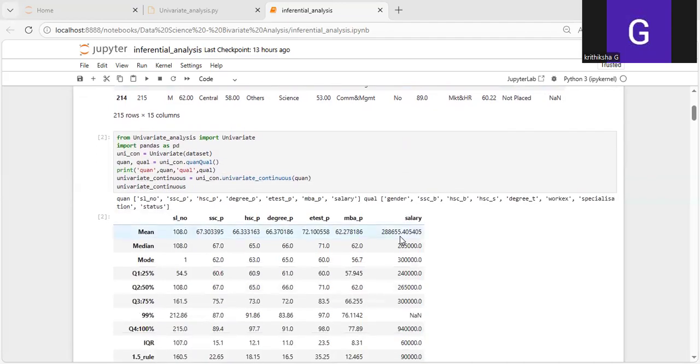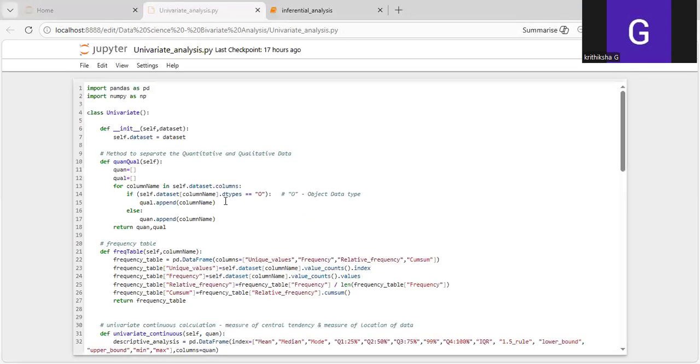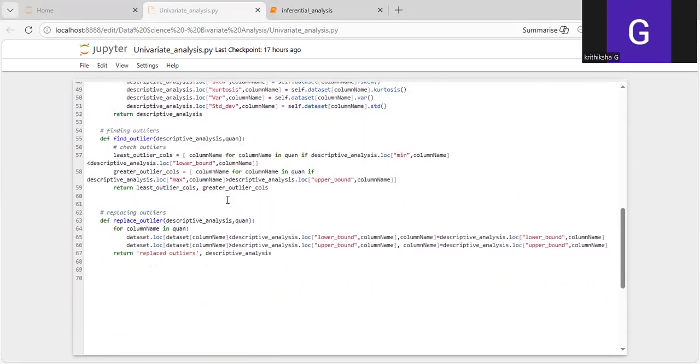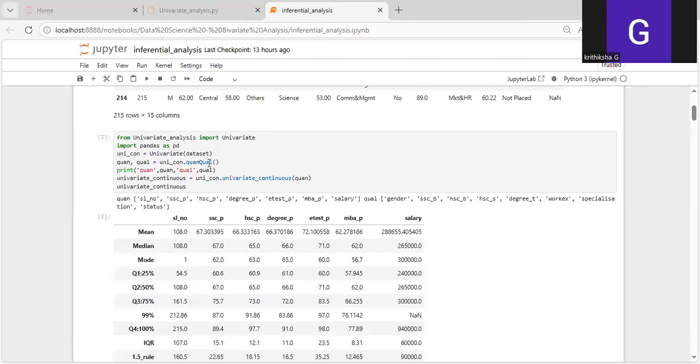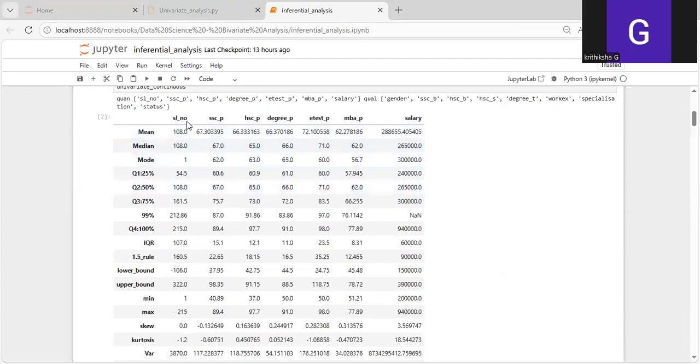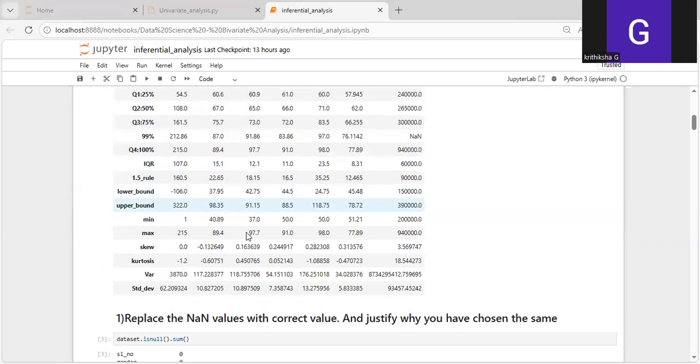After that, I coded the univariate analysis in a separate file. In that file, I included functions for separating the quantitative and qualitative columns, a frequency table, some of the univariate analysis, and finding and replacing outliers. I can use these functions whenever I need them. So I imported the functions, separated the quantitative and qualitative columns, and performed the univariate analysis, which includes central tendency (mean, median, mode), percentiles, IQR, min, max, and finding the outliers.